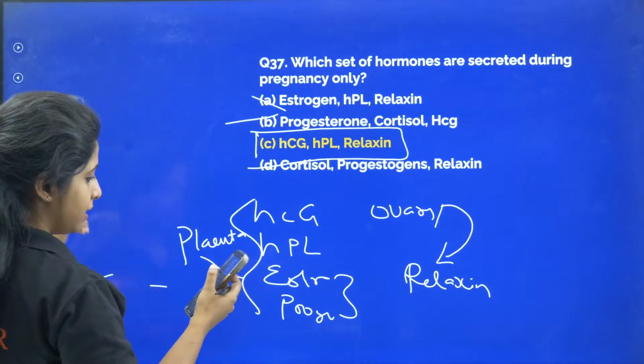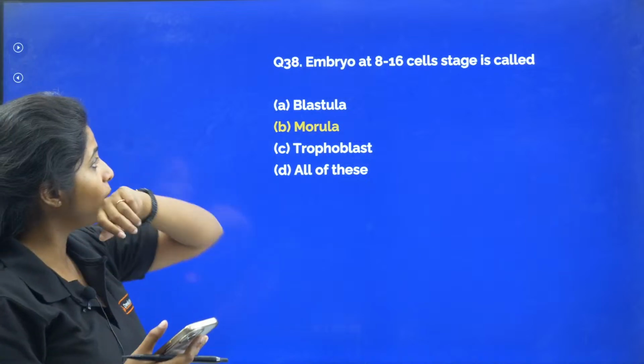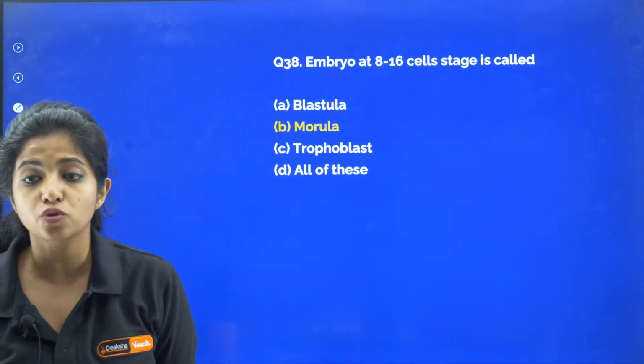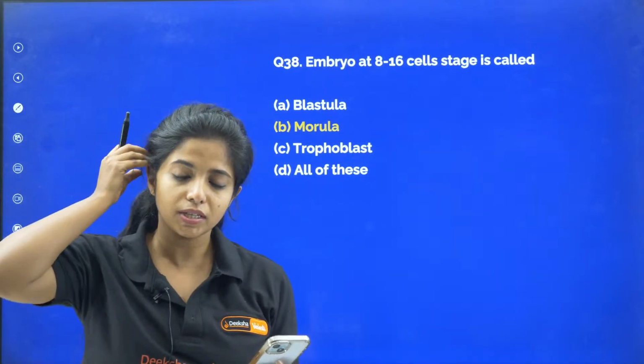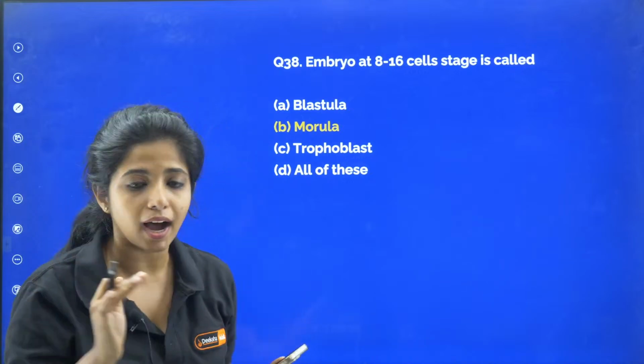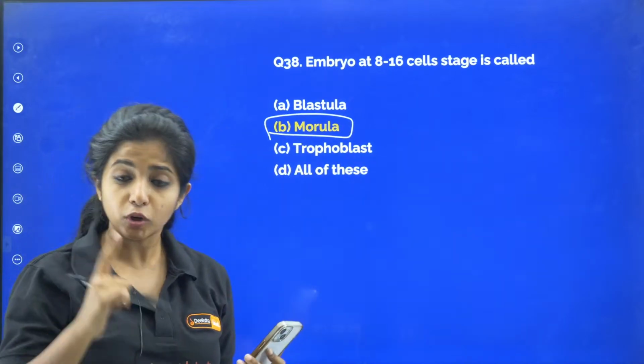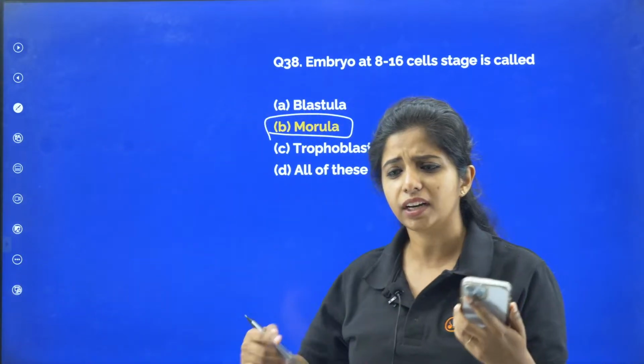Okay, works? What's the time? Yes. Now, embryo at 8 to 16 cell stage is known as what? It is known as morula. Morula, my dear children. Morula will again keep on dividing and form the blastocyst.